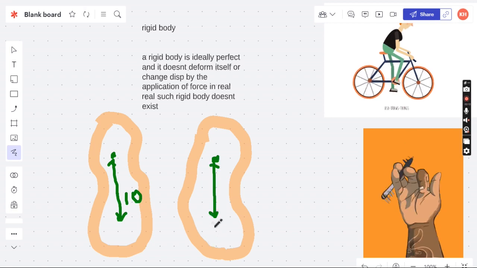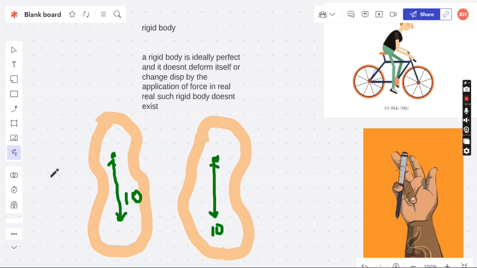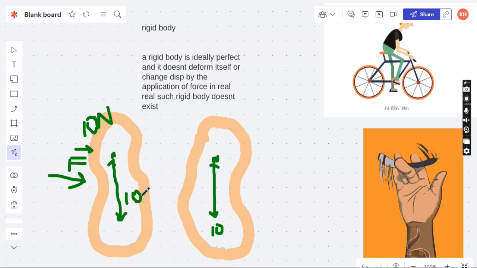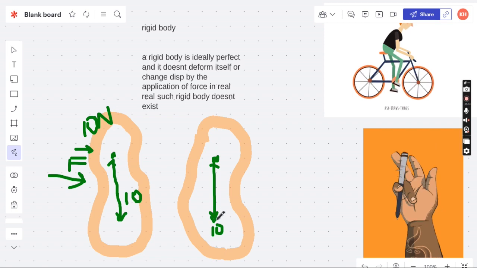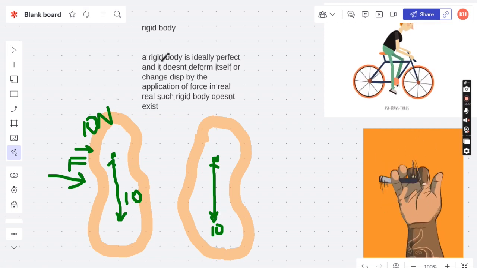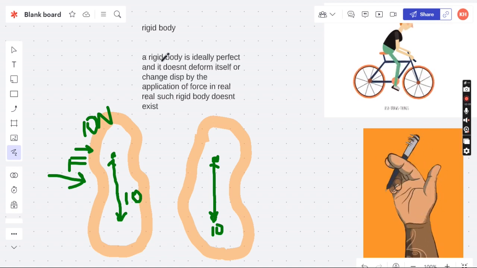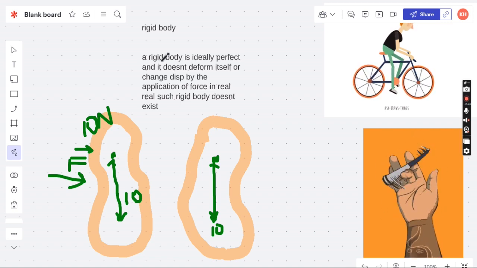10. For instance, consider that now I have applied a force of 10 Newton on this body, and still it does not change its points of displacement. All the set of points on the displacement remain the same. As you can see here, the displacement is exactly equal, which is 10 meters, which means the rigid body is ideally perfect. It does not change or deform itself by the application of the force, and it tries to remain its displacement of all pairs of particles. Such a body does not change.